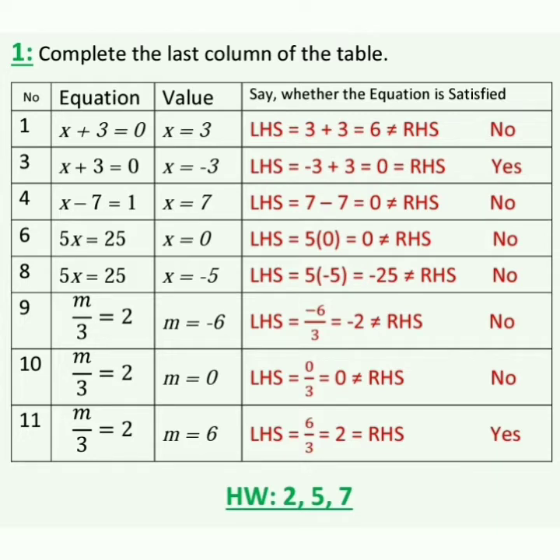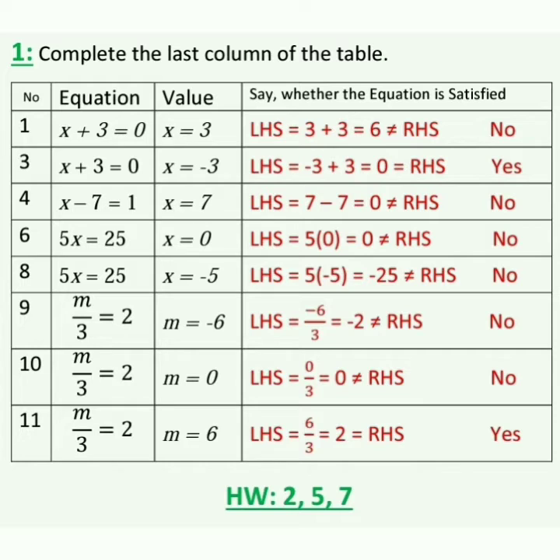Okay, now first one, equation is x plus 3 is equal to 0. Now value is given, x is equal to 3. Now we have to substitute this value in the given equation on the left hand side. So left hand side is equal to 3 plus 3 is equal to 6. It is not equal to right hand side because on the right hand side 0 is given. So x is equal to 3 is not satisfying the given equation.